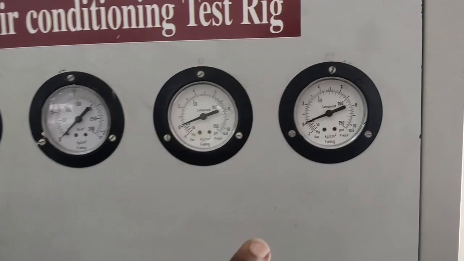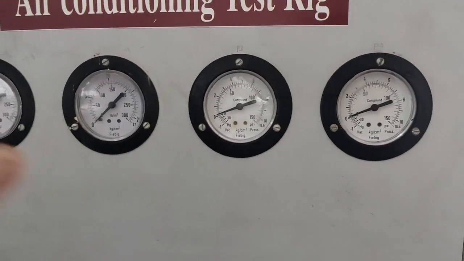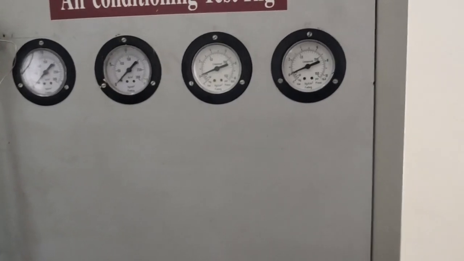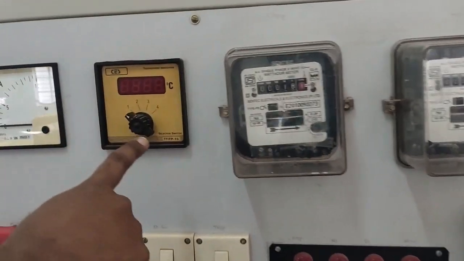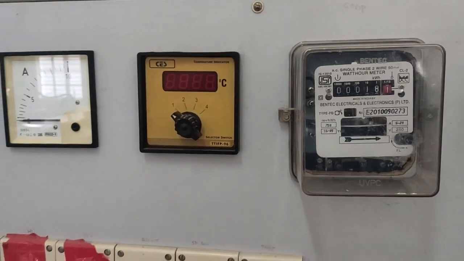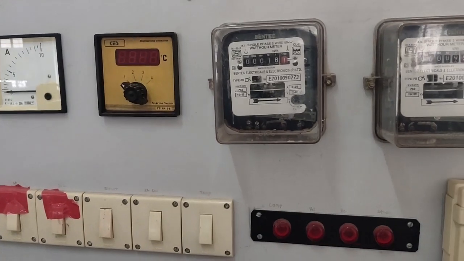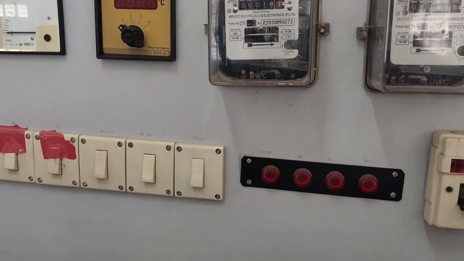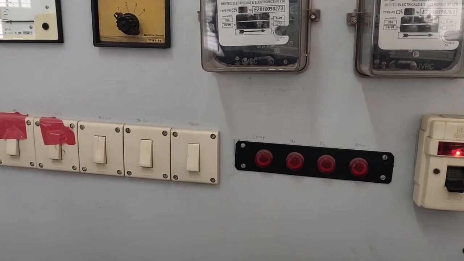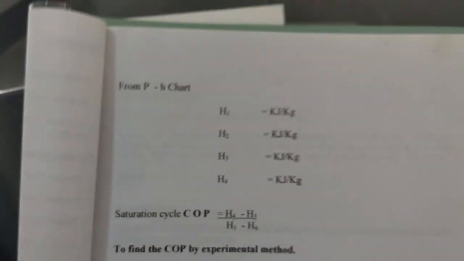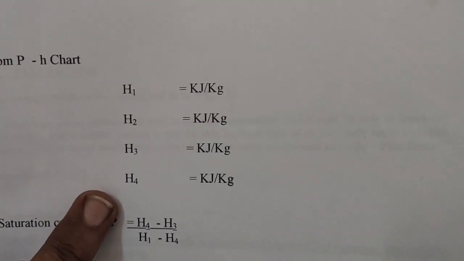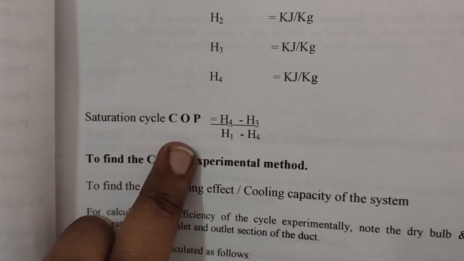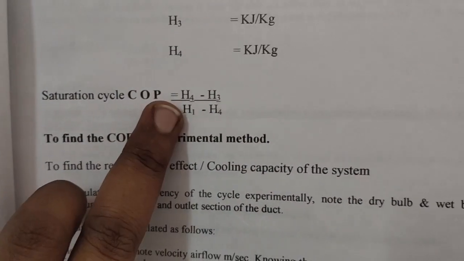And the pressure of superheated vapor at the section of the compressor, which is P4, is measured from the fourth one. As well, you have to know the corresponding temperatures T1, T2, T3 and T4 at the respective state points. Then you can find the COP of this experiment by using a psychrometric chart. You can take the H1, H2, H3, H4 values from the psychrometric chart. From that you can determine the COP, which is H4 minus H3 divided by H1 minus H4.